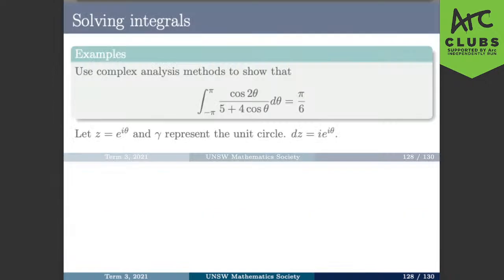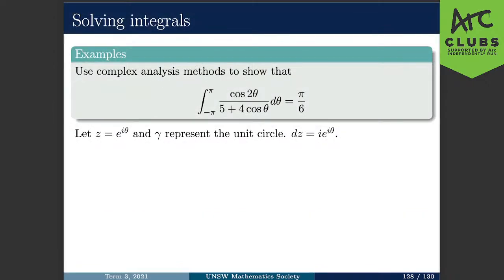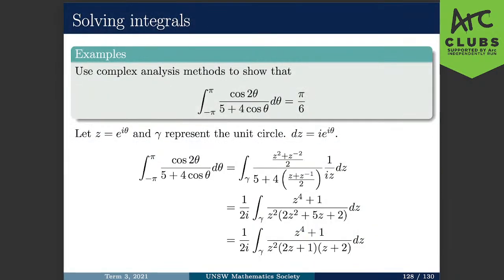So I want to make the substitution z equals e to the i theta. Then with the usual thing, I just need to rewrite the cos 2 theta and the cos theta in terms of z. So you need to remember your identities. Cos 2 theta is in fact just z squared plus z to the negative 2, divided by 2. Cos theta is in fact just z plus z to the negative 1, divided by 2. So I just substitute them in. I convert them all to z.